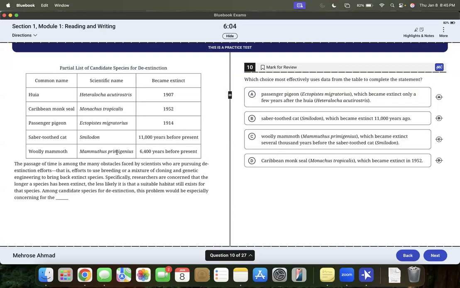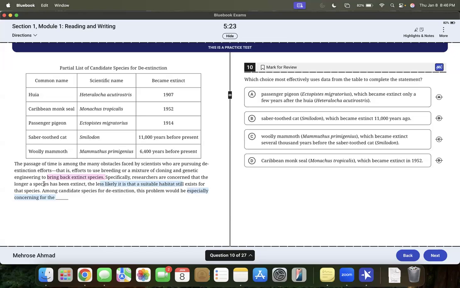Okay. Passage of time is among the many obstacles faced by scientists pursuing de-extinction efforts. That is, efforts to use breeding or a mixture of cloning and genetic engineering to bring back extinct species. So what is the definition of de-extinction? Just a fancy, scientific way to bring back extinct species. Specifically, researchers are concerned that the longer a species has been extinct, the less likely a suitable habitat exists. Among candidates of species for de-extinction, this problem would be especially concerning for who? Well, before even looking at the question, using common sense, they're saying if a species has been extinct for a long time, it's going to be pretty hard to bring them back because we don't even know if they have a suitable habitat.